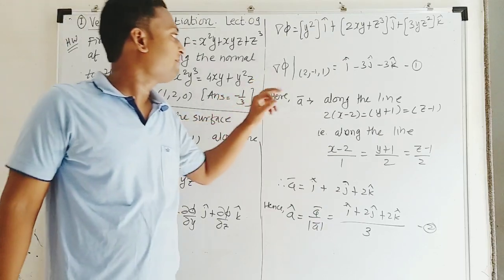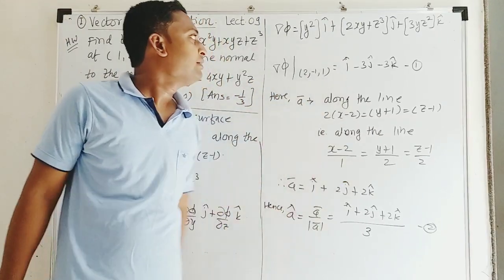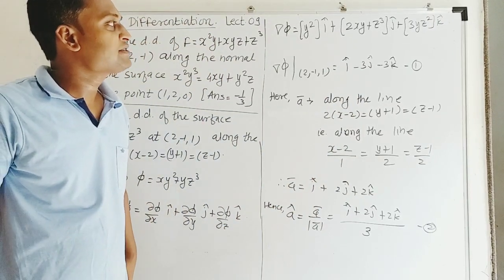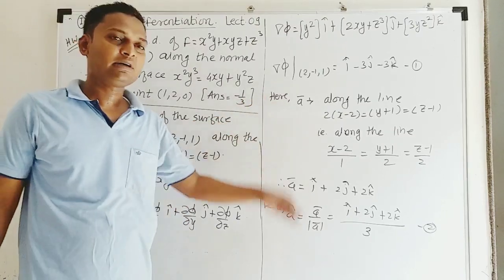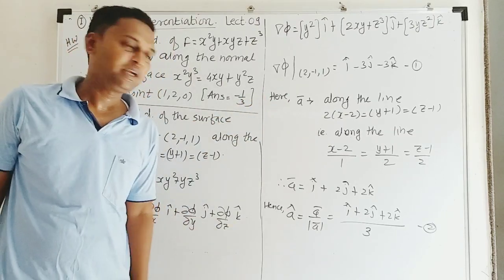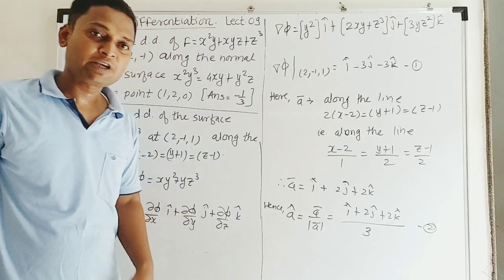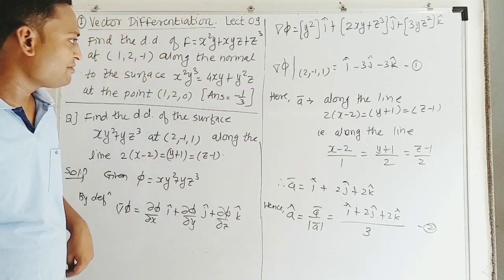So calculate the del phi at (2, -1, 1). You will get the vector as i - 3j - 3k. So I have given equation number 1 to it. Now our next calculation is the calculation of a cap. For that we have to calculate first a bar. So a bar, information about a bar is given.